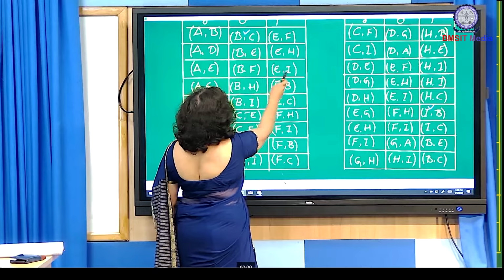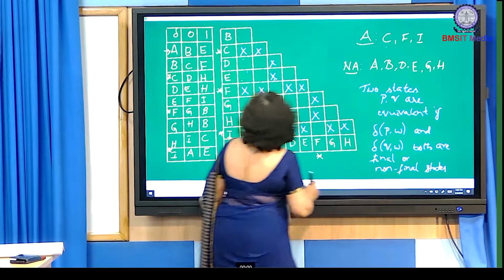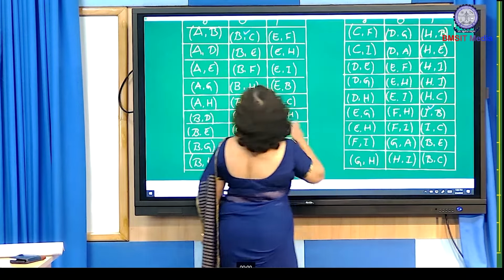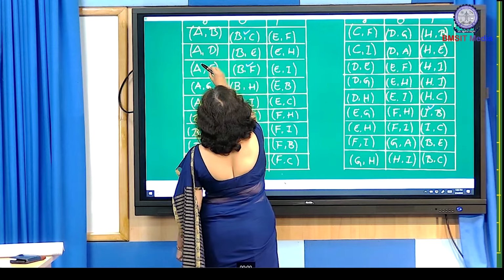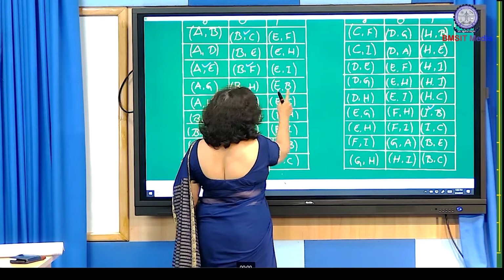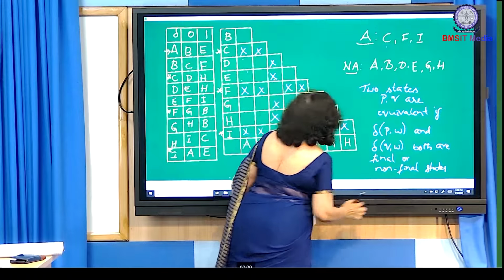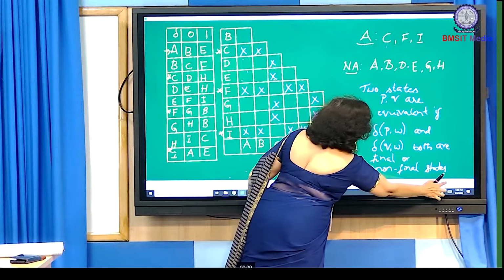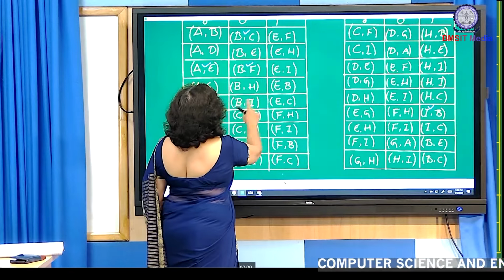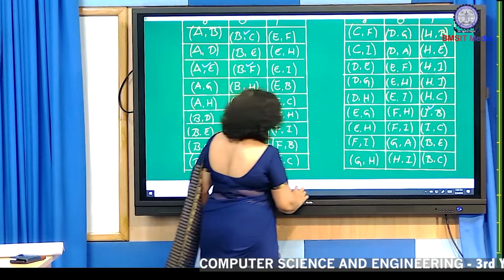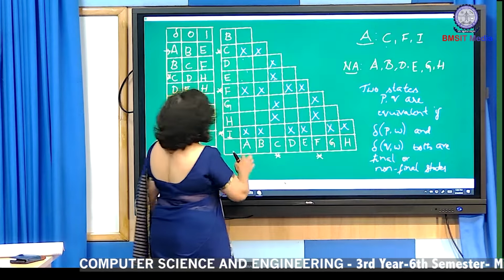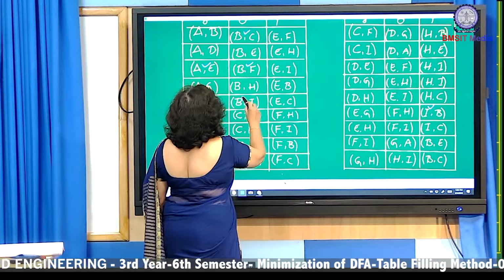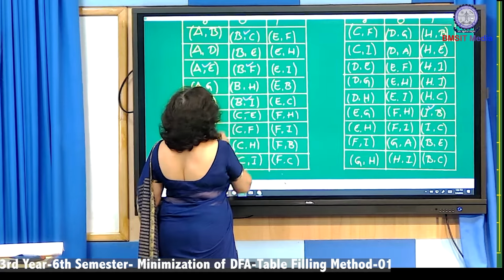Then BF, EI. BF, yes, BF is marked. So BF is marked, mark AE. So BH, BE, look for BH, no, BE, no, it's not marked. So next BI, EC. BI is marked. So BI is marked, mark AH.